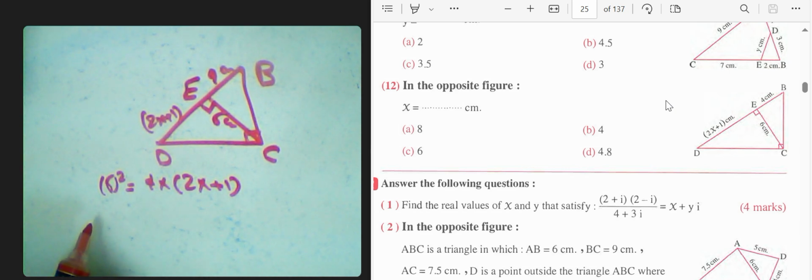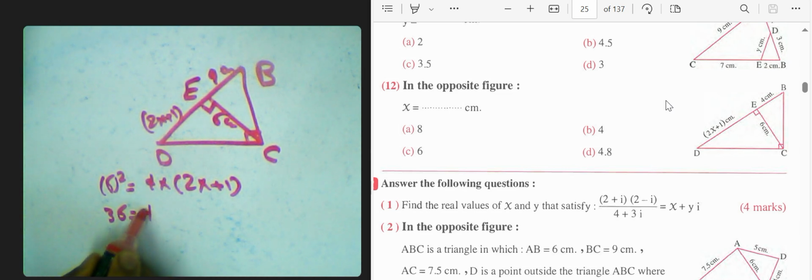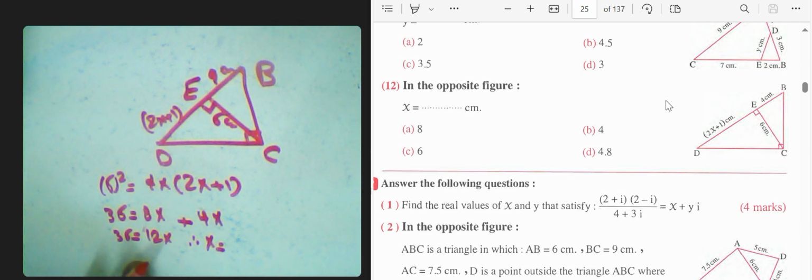And then you can simplify this equation by writing 6 power 2 equal 36, and 4 times 2x will be 8x, using distributive properties. And 4 times 1 will be 4. So 36 equals 12x. Then the value of x here, 36 divided by 12, will be 3. We can find the result in the simplest form. Okay.